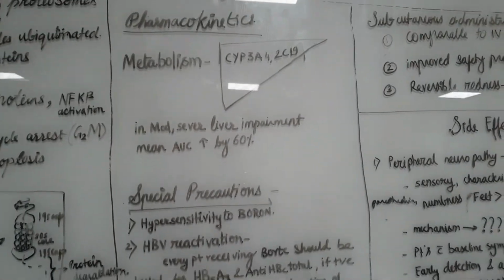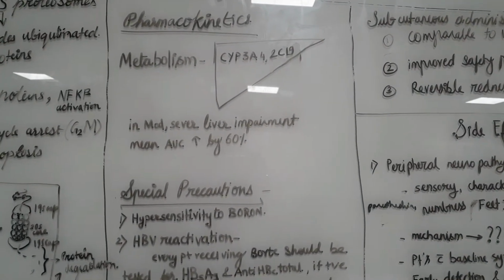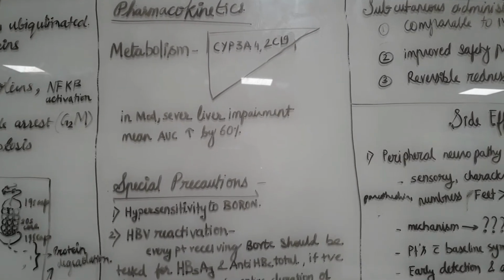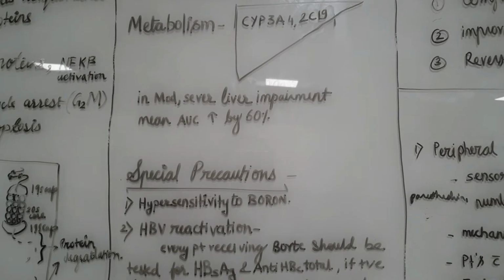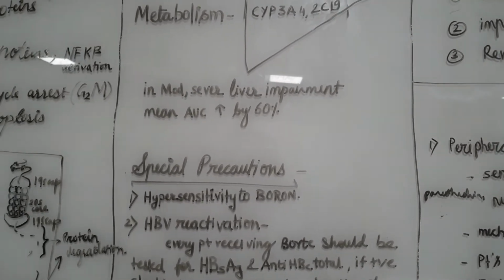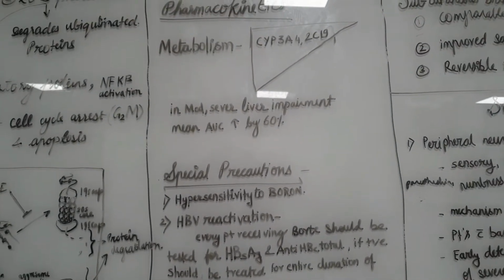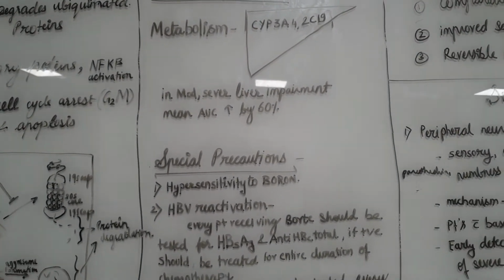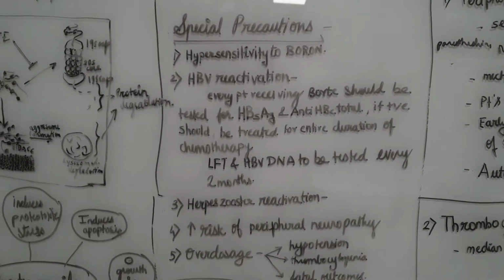Coming to the pharmacokinetics of the drug, it is metabolized in the liver mainly by the microsomal enzymes CYP3A4 and 2C19. In any moderate to severe liver impairment, the area under the curve will increase by 60%. It means that due to impaired liver function, 60% more of the drug is retained by the body due to impaired metabolism. So what special precautions do we have to take when giving this drug?